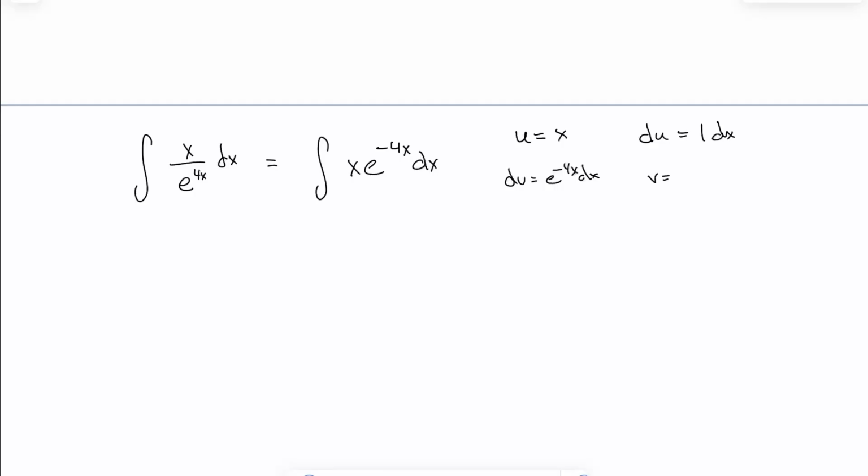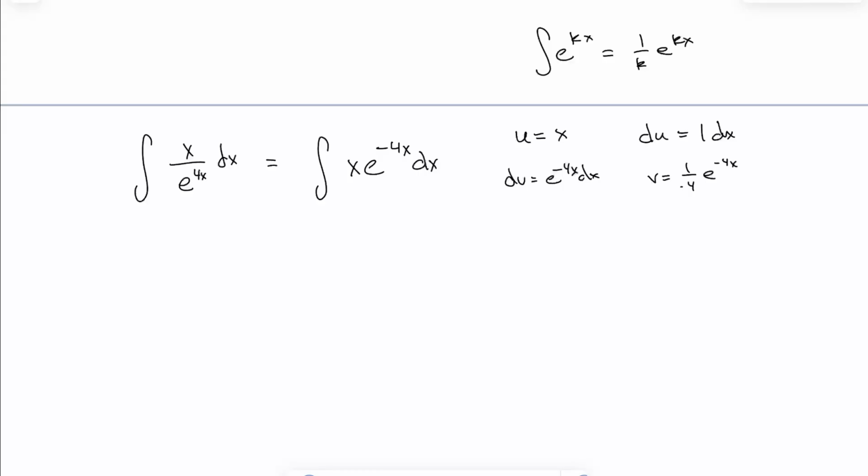And then the v will be the integral of that. This is a handy dandy formula to remember: the integral of e to the kx is 1 over k e to the kx. That's what I'm going to do in this step right here, where k is -4, so it will be 1 over -4 e to the -4x. That's my v. All right.